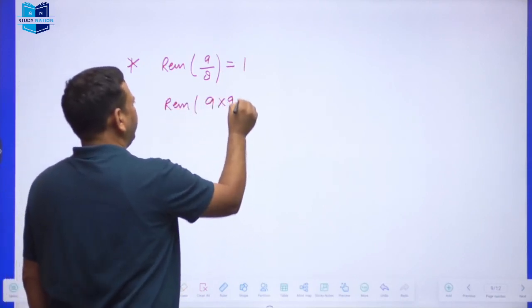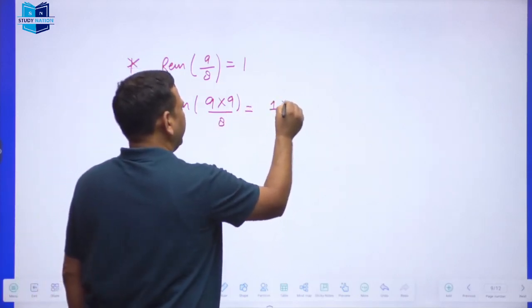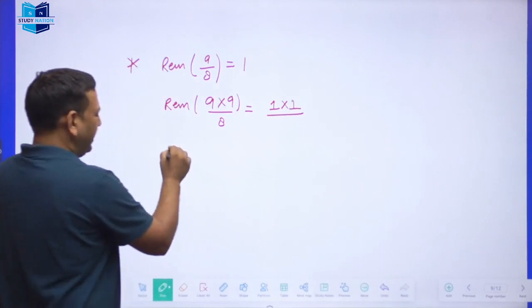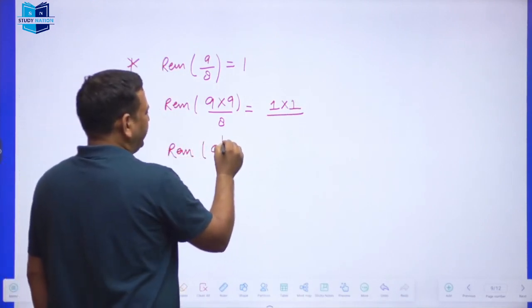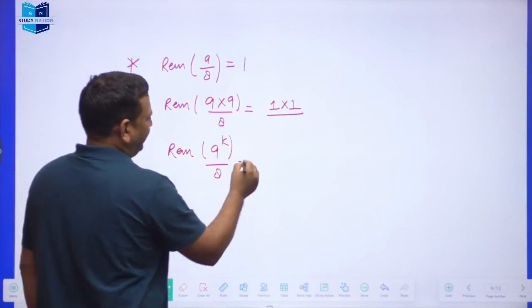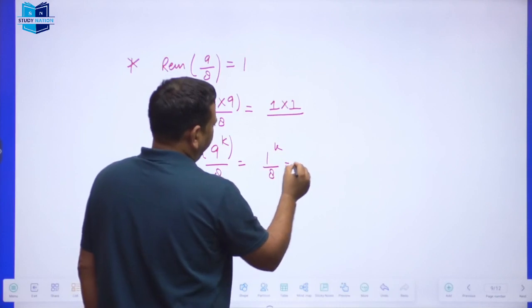9 into 9 divided by 8. What are we going to get? Again it would be 1 into 1. So multiply on the remainder. So if I do 9 raised to power anything divided by 8, we will say 1 raised to power k divided by 8, which is a 1.